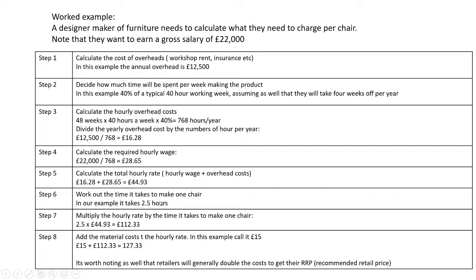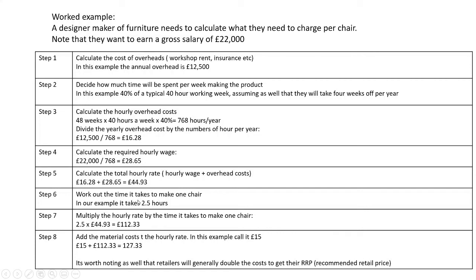In the proper question, it would always tell you that as well. You wouldn't have to suddenly start calculating how long it takes them to make the chair. That would just be information it gives you. And then step 7, multiply the hourly rate by the time it takes to make one chair. So it makes 2.5 hours, which will cost £44.93. So in total, that would be £112.33.